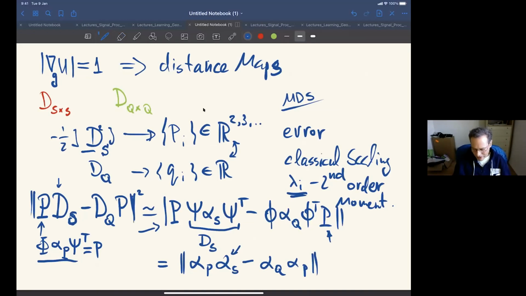While if I truncate the frequencies by which I represent it, if I would like a small matrix alpha P, then I somehow smooth and smear my permutation matrix.